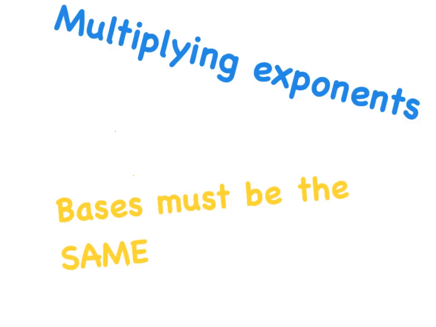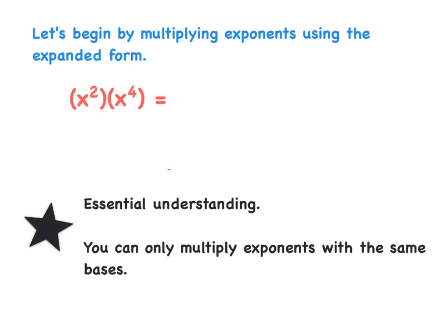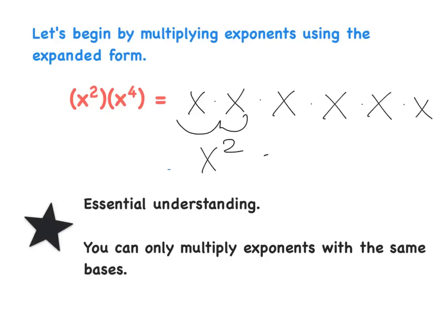Multiplying exponents. The most important thing you need to understand is that in order to multiply exponents, the bases must be the same. Let's start off with multiplying exponents using the expanded form. If we take the expanded form, we see that x squared is really equal to x times x, and x to the fourth is equal to x times x times x times x. So this is x squared times x to the fourth.